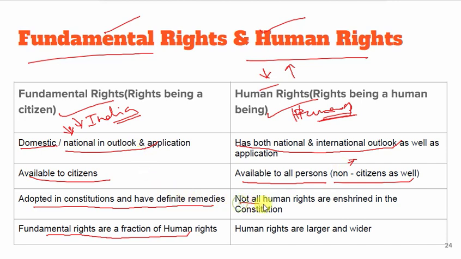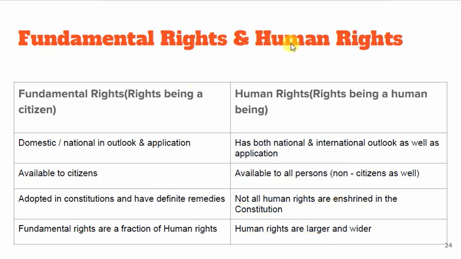And not all human rights are enshrined in the constitution. The fundamental rights were elaborated and defined in our constitution, each and everything, but unfortunately only some human rights are enshrined, not all of them. Human rights are larger and wider, because we are the highest species, so we have larger and wider rights. Fundamental rights are a derivation or a particular part of human rights, if we can define it as such. So these are the major differences between fundamental rights and human rights.